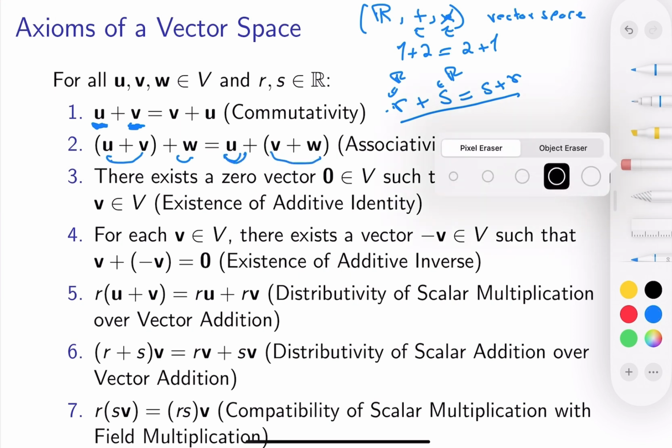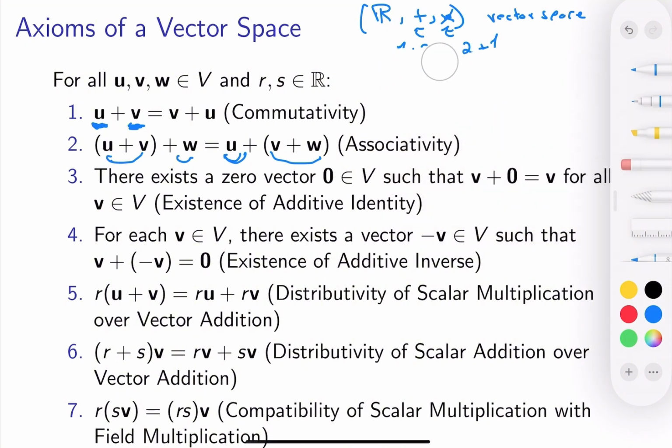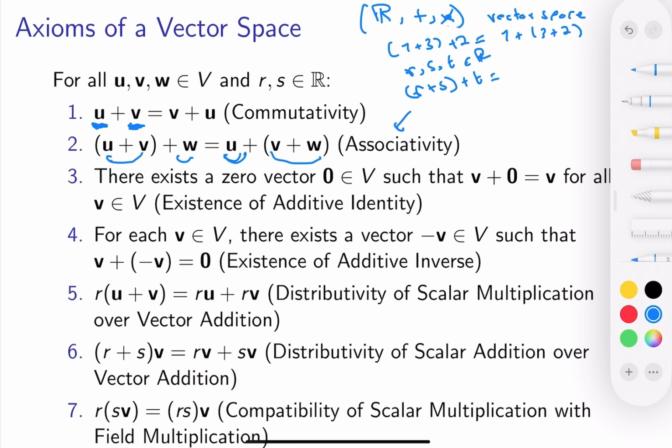So again, to prove that a property of a vector space is satisfied, you don't just tell me that, for example, (1 plus 3) plus 2 is the same as 1 plus (3 plus 2). Well, that is correct, but you have to prove it in a more general way. What I mean is that you have to start with any real numbers r, s, and t, and you have to tell me that (r plus s) plus t is equal to r plus (s plus t). So it has to be a general proof.